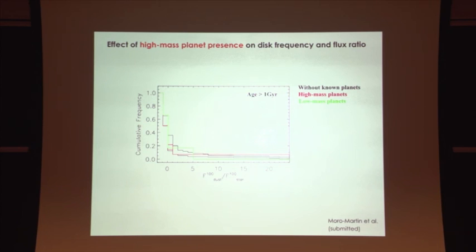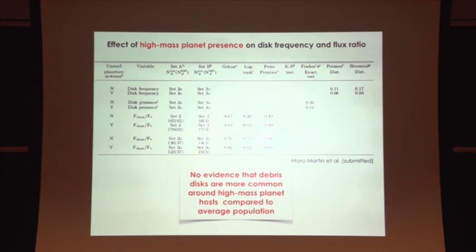If you look at the numbers, none of the values that appear here, coming from the survival analysis or this other statistical test, are low enough to claim that the populations are not drawn from the same distribution. So we don't have evidence in this sample either that high mass planets are correlated with debris disks. And then why could that be?